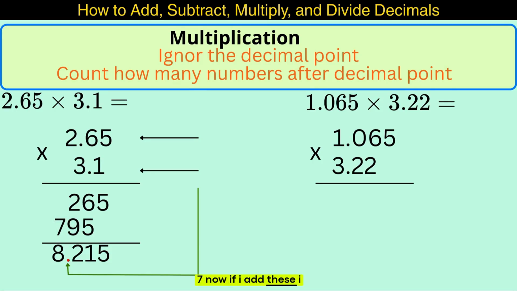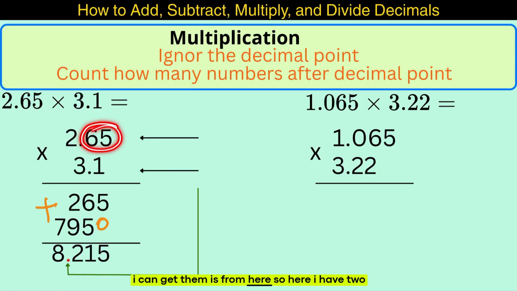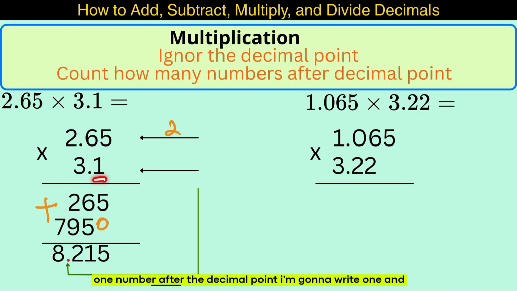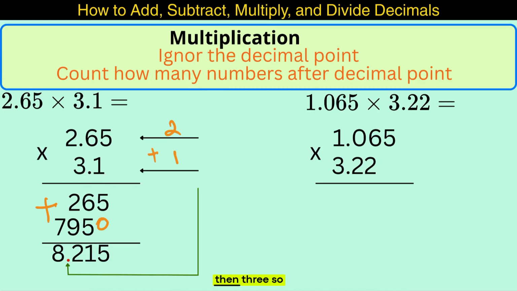Now if I add these, I will get this answer here. Now in the answer, I need to move the decimal point to the left by the total number of places. Where I can get them is from here. So here I have 2 numbers after a decimal point. So I'm going to write 2 in here. Then here I have 1 number after the decimal point. I'm going to write 1. Add them, 3. So 3 places.